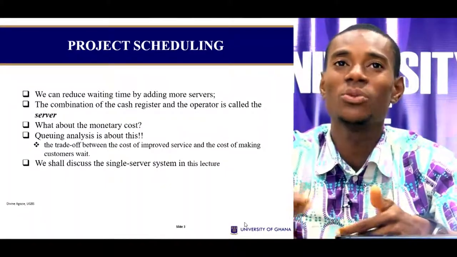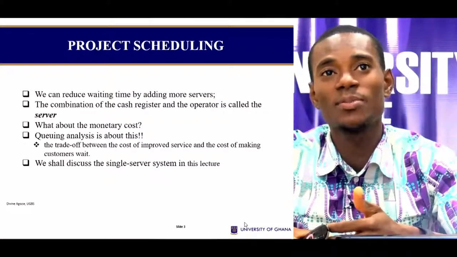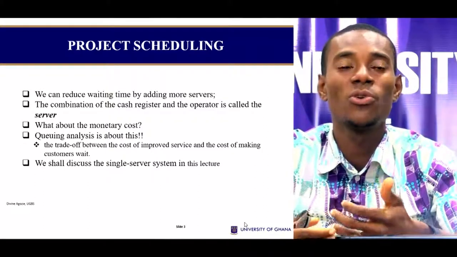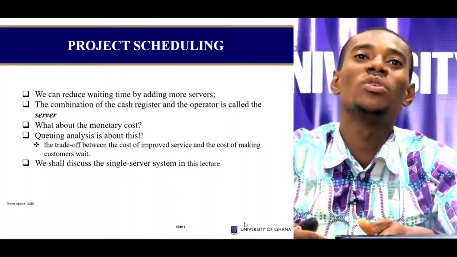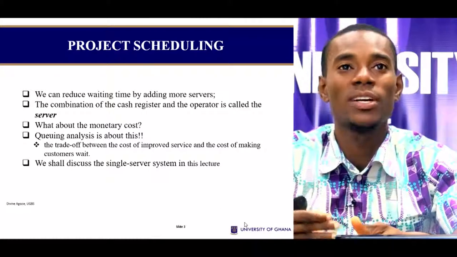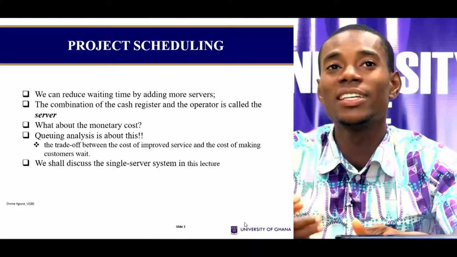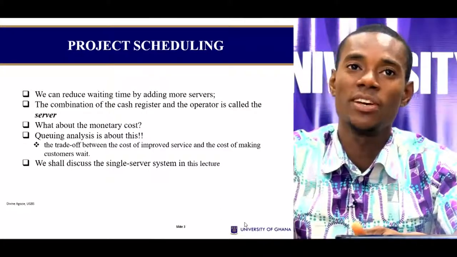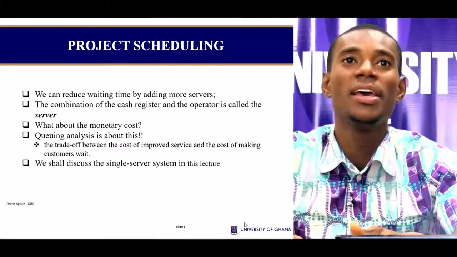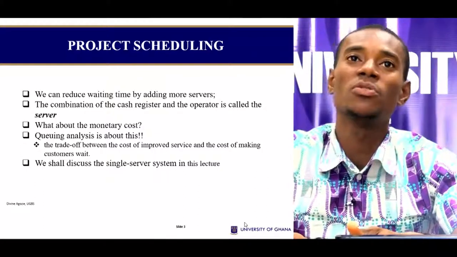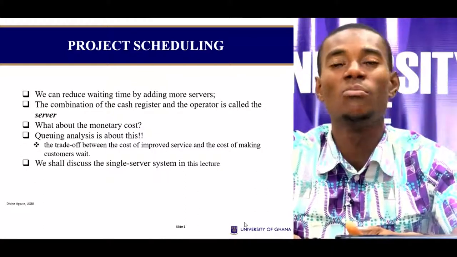And chances are that they will come back for repeated sales. But when customers come to your floor or to the service delivery point and they always have to wait for long periods to access whatever service they came for, chances are that they'll defect to other providers. And so you would want to look at how you improve on your waiting time. One way of improving on the waiting time is to add more service.